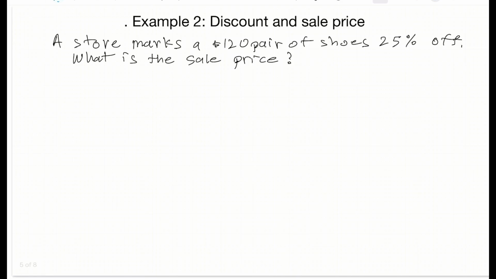Let's look at another example. Discount and sale price. A store marks a $120 pair of shoes 25% off. What is the sale price? So here, we're going to have the discount is equal to the $120 times the 25% off, but now we've got to divide that by 100 to convert that to a decimal fraction. So that's 120 times 0.25. So now our discount is going to be $30.